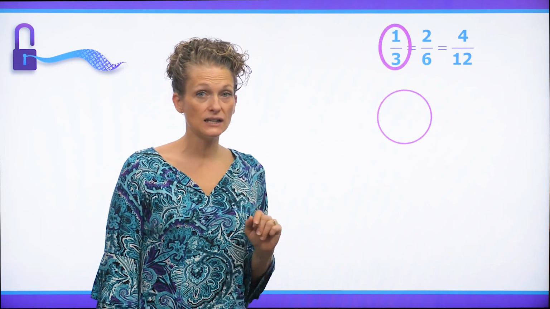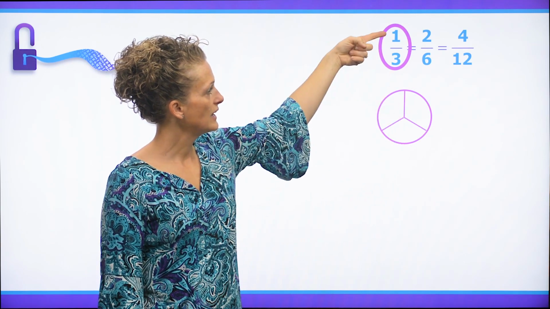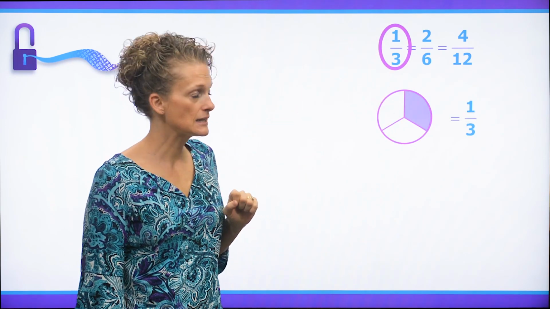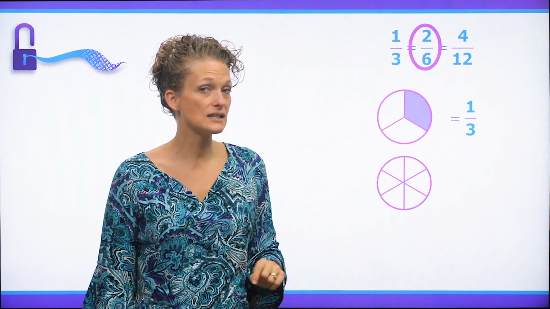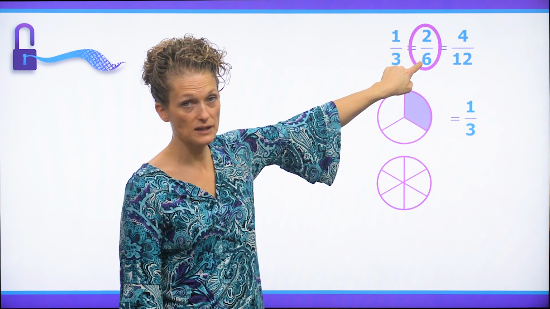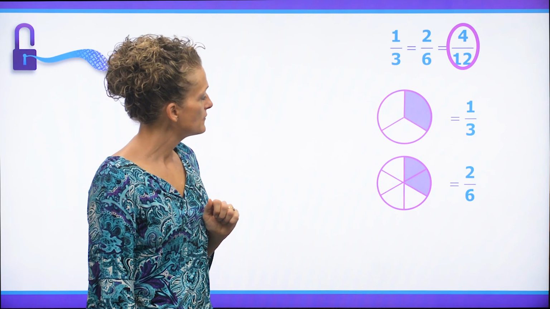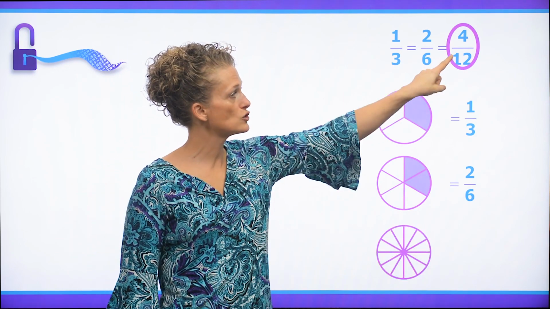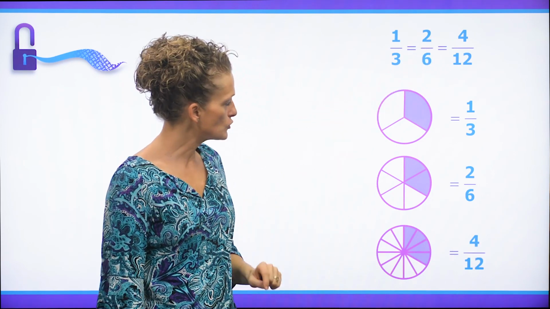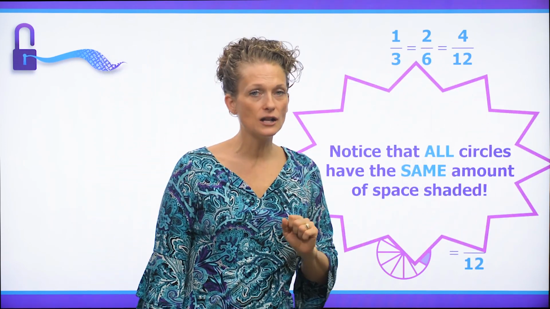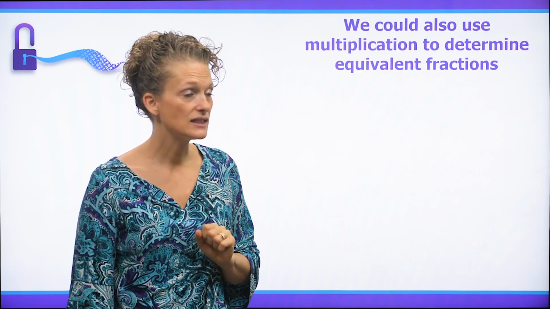So again, let's look at it using a circle. We will take the circle, divide it into 3 equal pieces, and we will shade 1 piece. That's 1/3. Then we will take this 2/6. We're going to take our circle, divide it into 6 equal pieces, which is represented by the 6, and we will shade 2 of those pieces. That is 2/6. Finally, we take the last circle, we will divide it into 12 equal pieces, and we will shade 4 of them. And that is 4/12. Notice that all of the circles have the same amount of space that is shaded, and that is because they are all equivalent fractions.